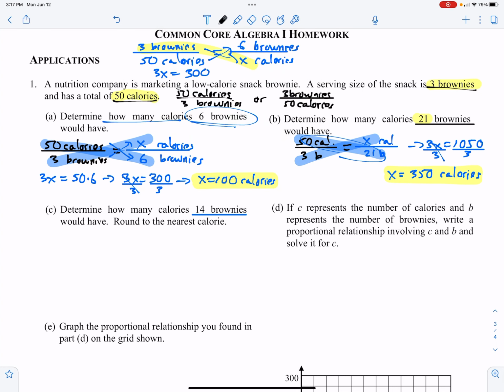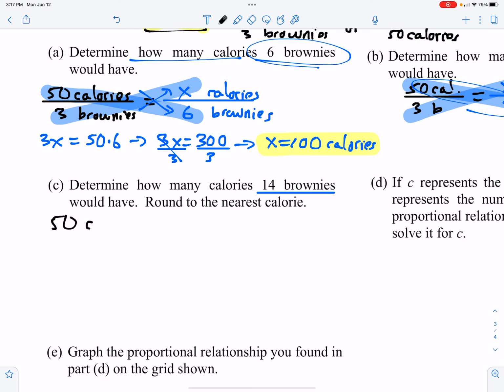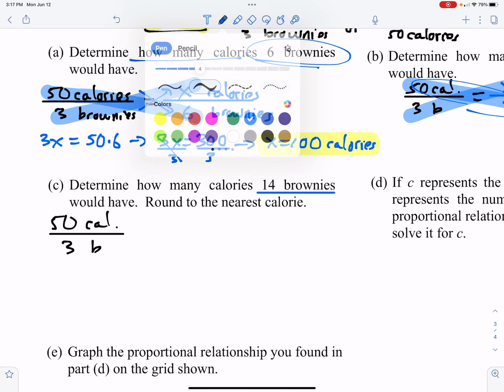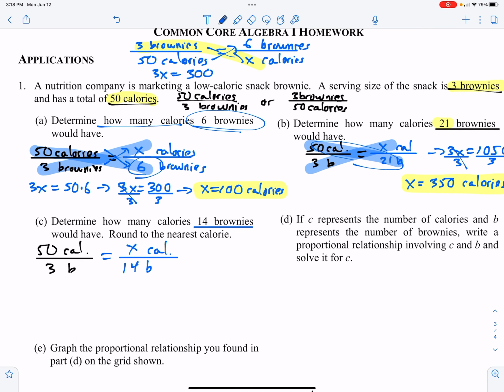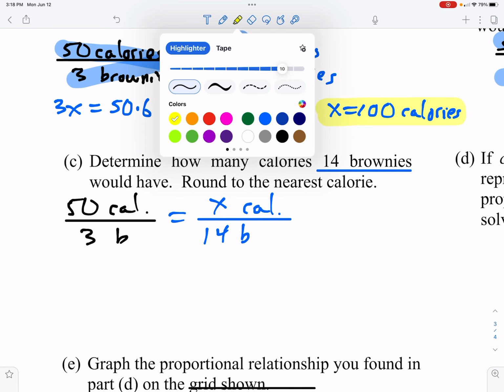Okay, determine how many calories 14 brownies would have. Well, let's see. I'm going to go 50 calories, 3 brownies, and I'm going to set that equal to X amount of calories over 14 brownies. Now, this one's not so cut and dry because 14 is not a multiple of 3. So it's not as easy as if you were doubling the number of brownies, or in this case, 7 times the number of brownies. But we still work this.